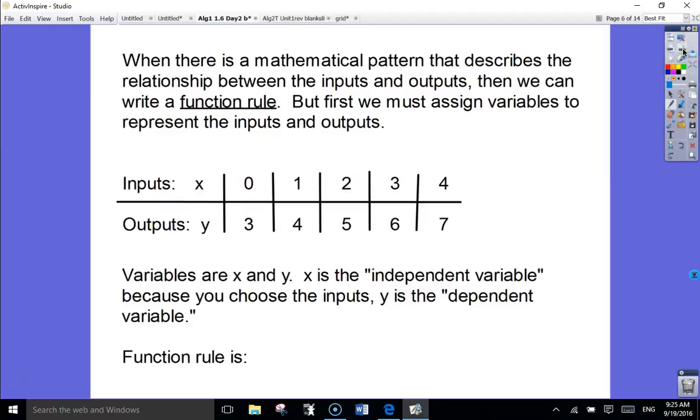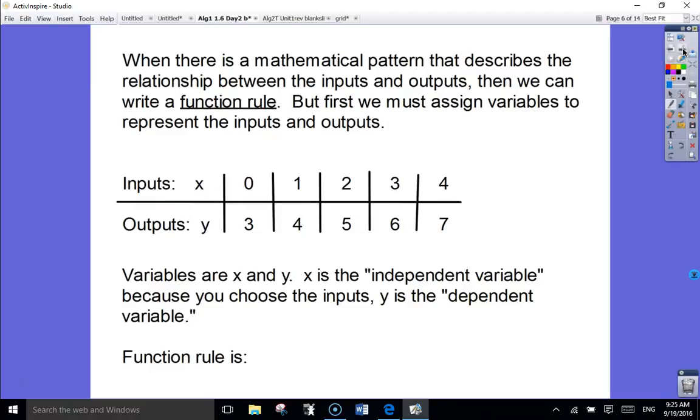So here I've got my table of inputs and outputs, but I've also included the X and the Y, right? X represents the inputs and Y represents the outputs. And here are all of the members of the domain and all the members of the range. And again, we're calling X the independent variable because you choose the inputs, and Y is the dependent variable.